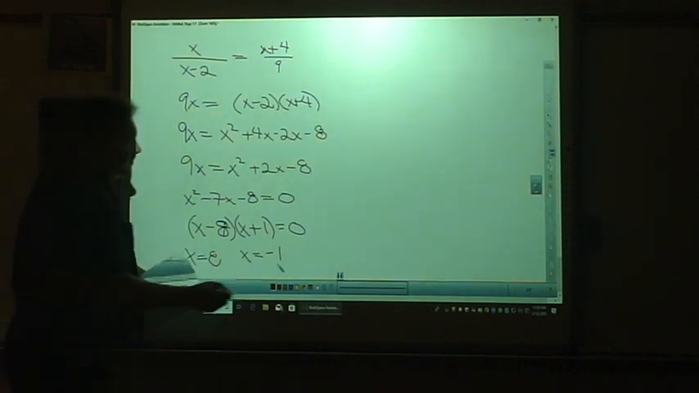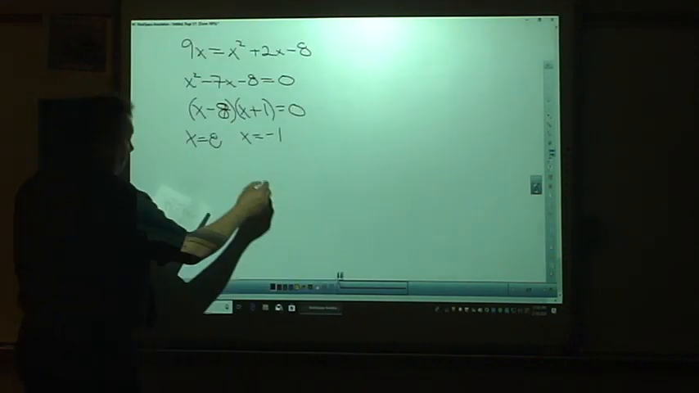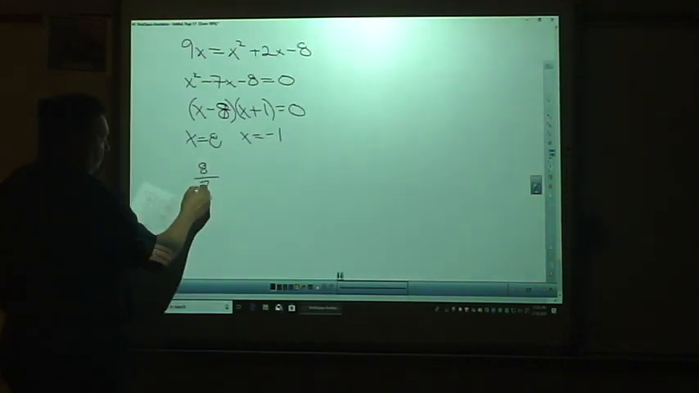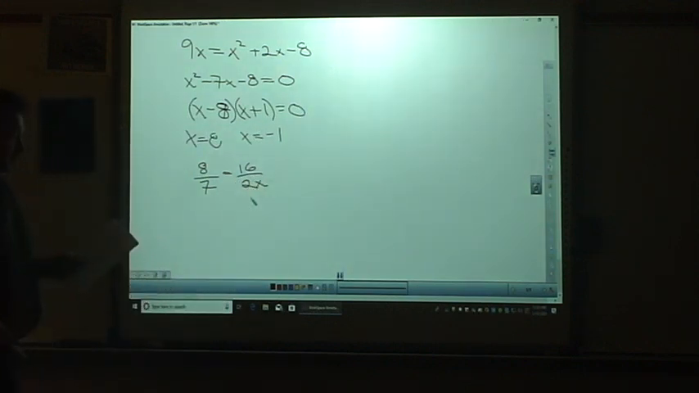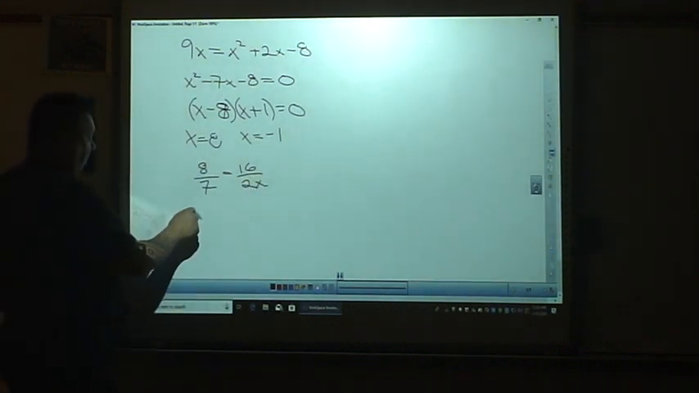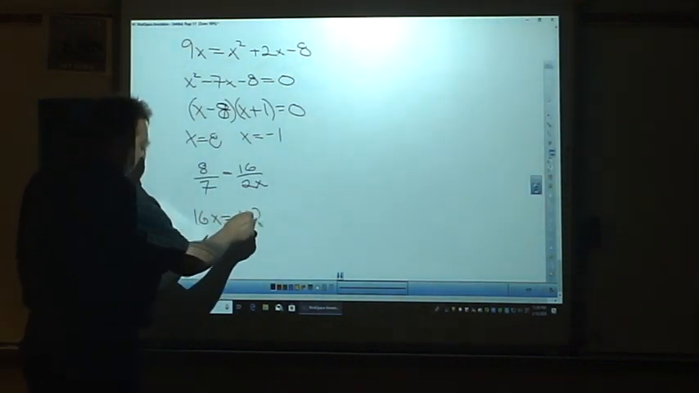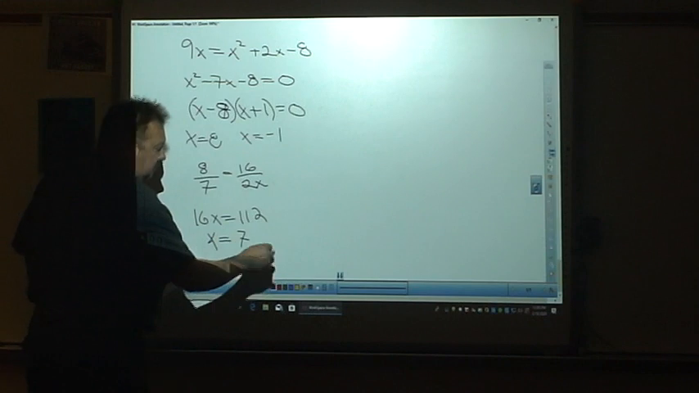For 49, biggest thing, set up correctly. 8 over 7 equals 16 over 2x. Cross multiply, I get 16x equals 112. X is 7.